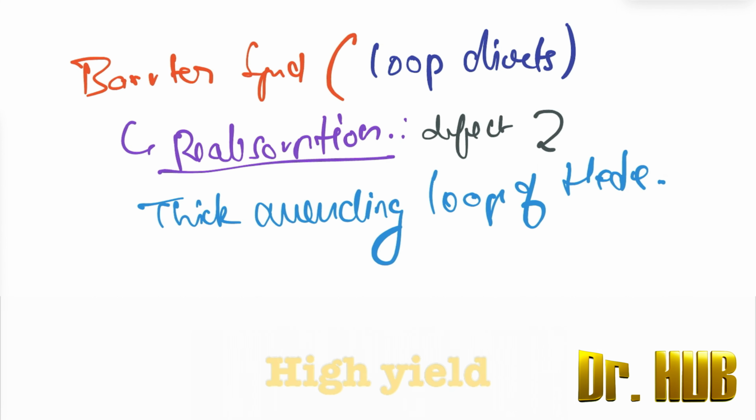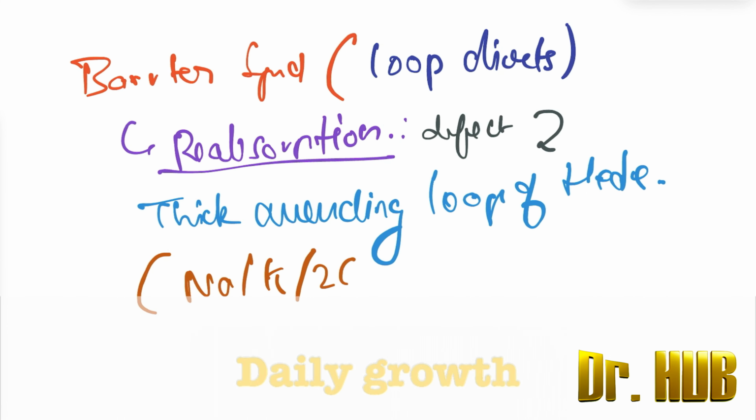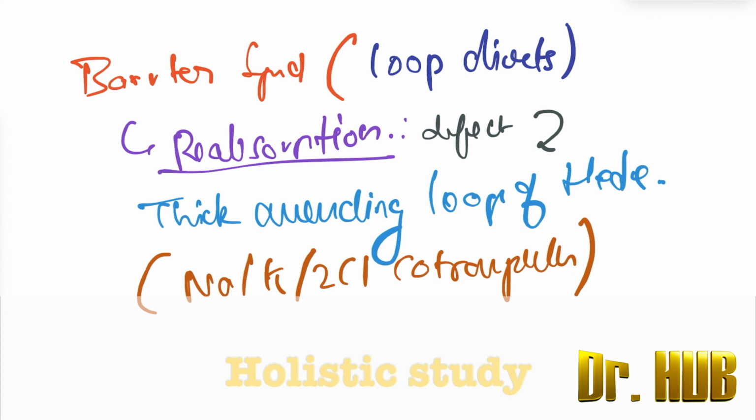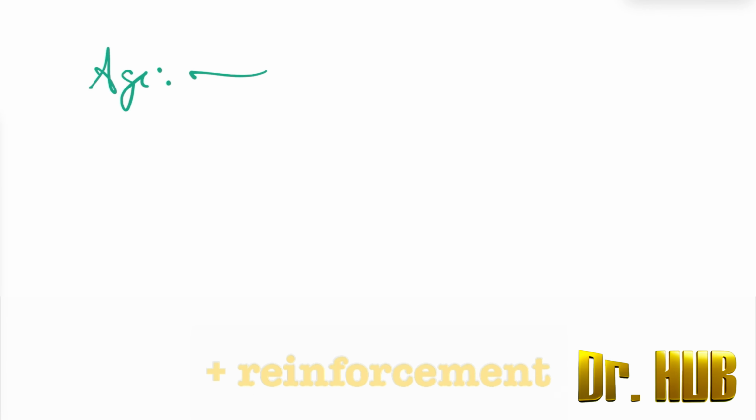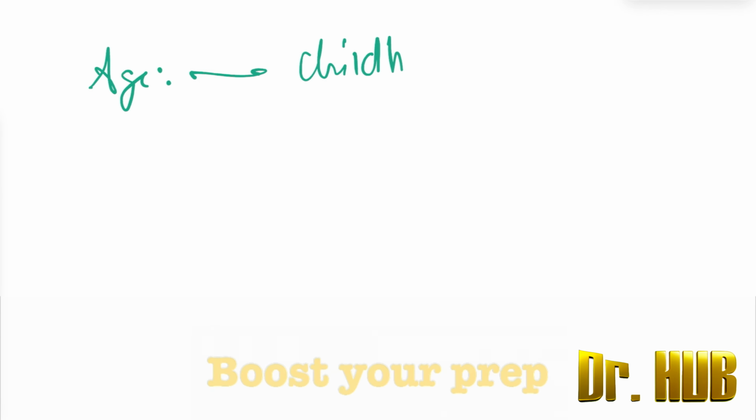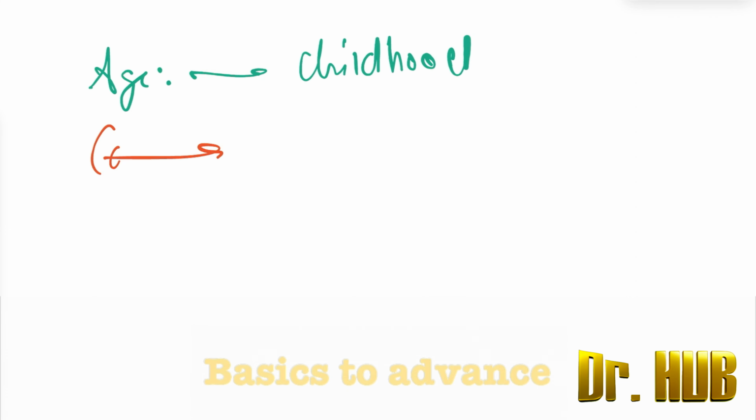And what are the channels? It affects the sodium potassium chloride co-transporter. So what is the age group where this Bartter syndrome is present? It takes place in childhood. And what is the cause of this? The cause is that it is AR, that is autosomal recessive.